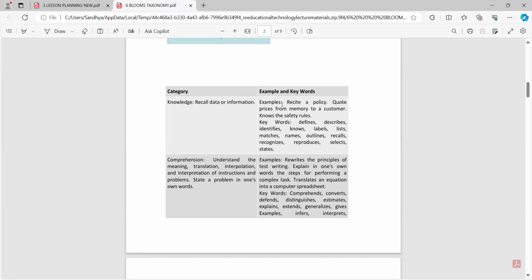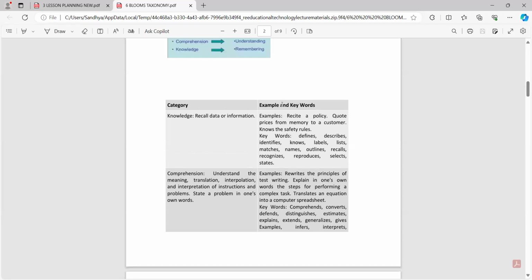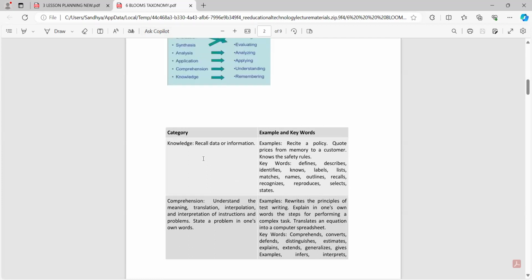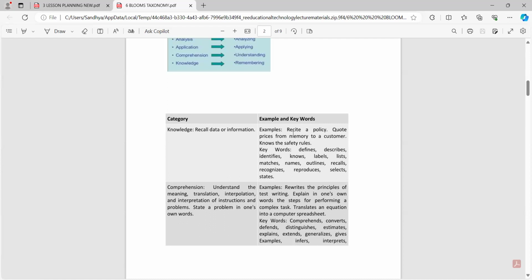We call it remembering; knowledge later became the verb remembering. What examples are given? Read them. Recite a policy. Quote prices from memory to a customer. Knows the safety rules. Label the parts of a tree. Name 10 body parts. They are all just remembering. Am I right? Nothing much.